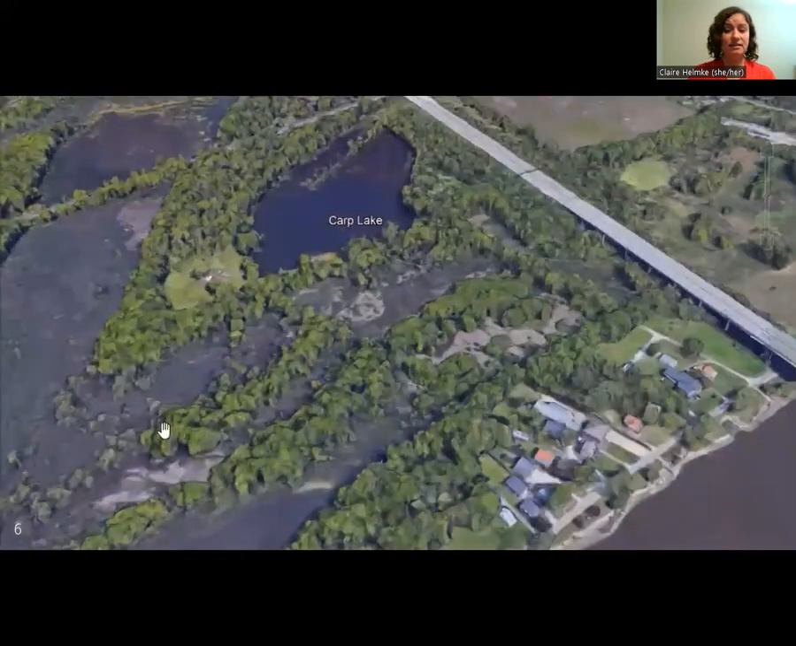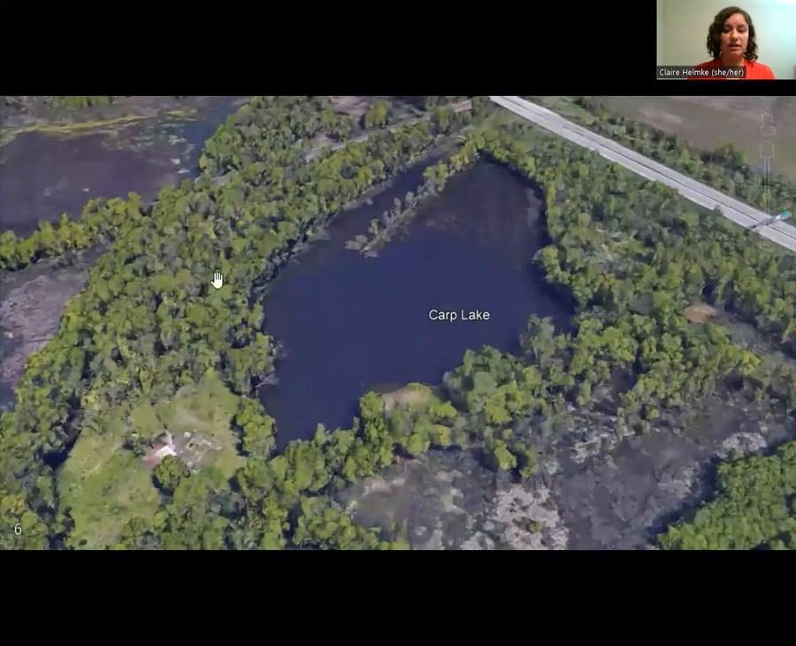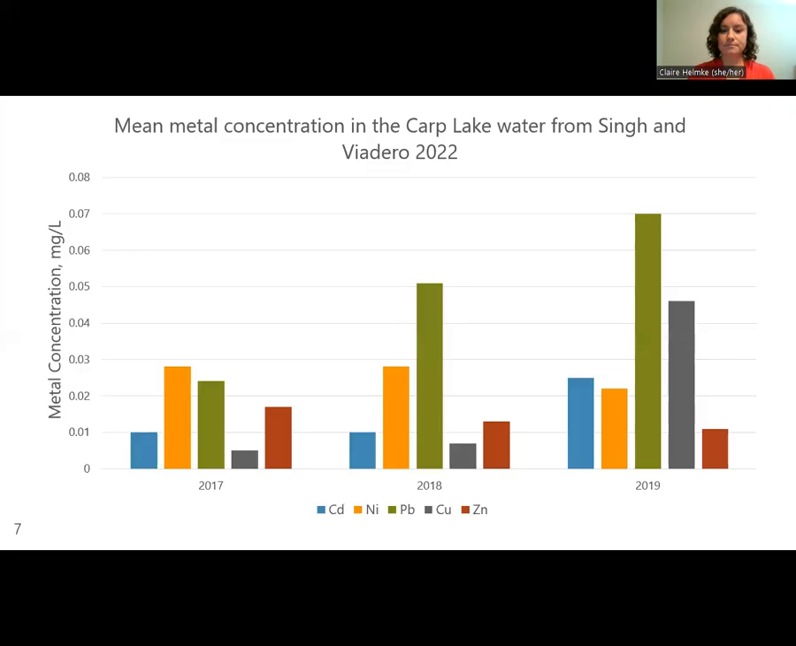In 2017, the main slag deposit, which had been grown over with vegetation, was discovered, and an environmental assessment of the impact of the slag pile was conducted. Between 2017 and 2019, an analysis of the slag pile, soil, sediment, water, and vegetation of Carp Lake revealed elevated concentrations of trace metals that could be directly linked to the slag pile. The metal concentrations of cadmium, copper, zinc, and nickel in the soils around the slag were higher than local uncontaminated soils, but below the regional screening levels.